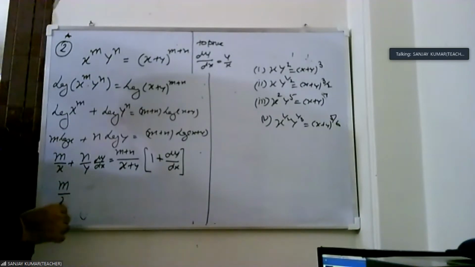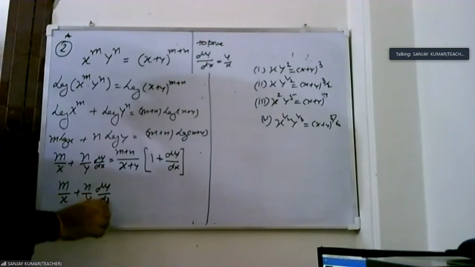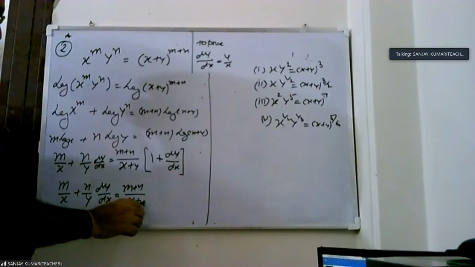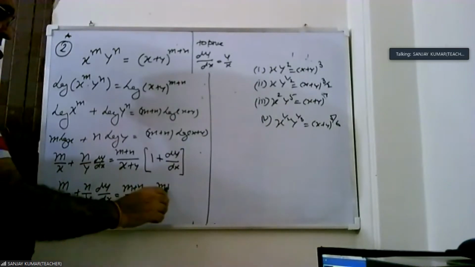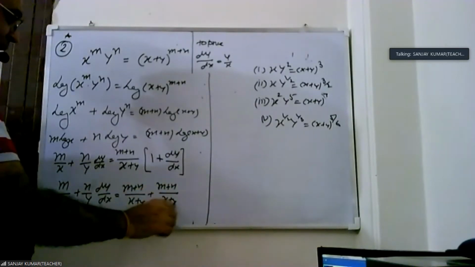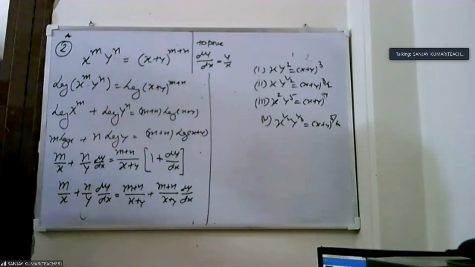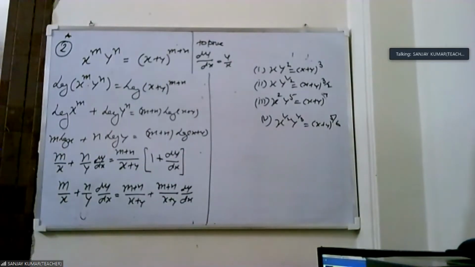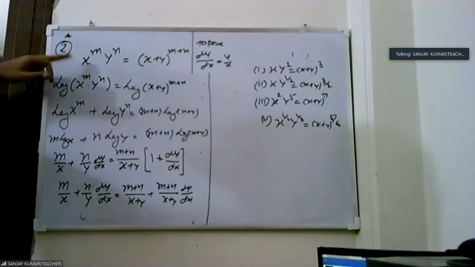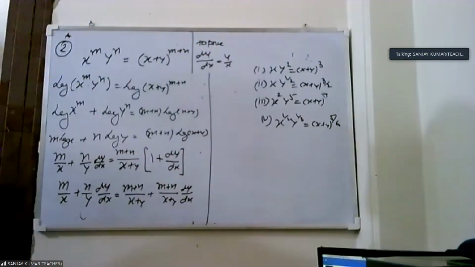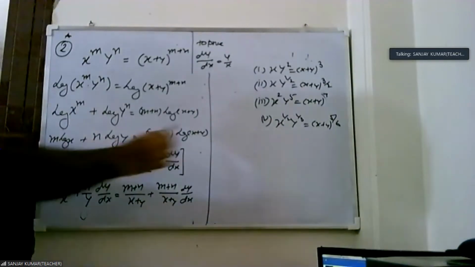Now this is m by x plus n by y dy by dx. We'll open the bracket, that is m plus n upon x plus y. The only star mark thing is this, that we are applying log. Otherwise, it is a simple question. Because of taking log, the first reason is when the power is in the form of x. So this is x to power m. They can also give the question in this form. They give the values of m and n and then say find dy by dx.